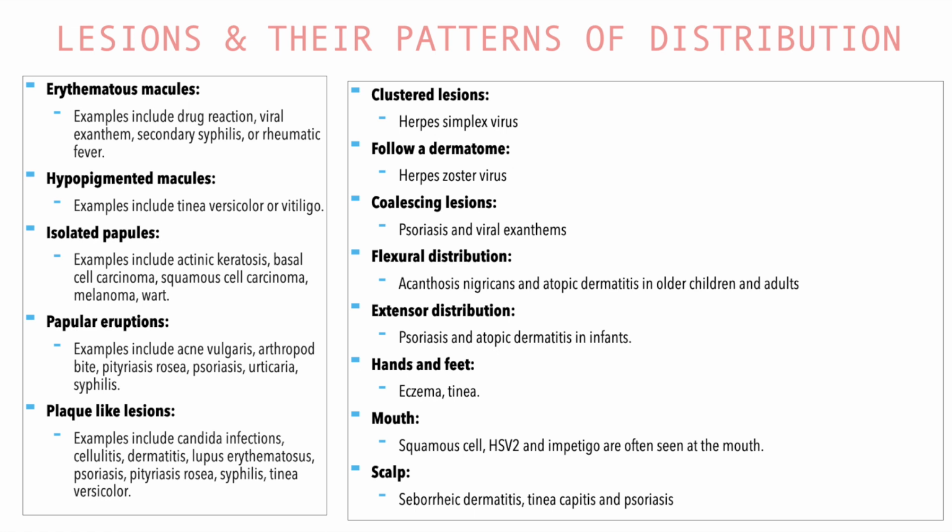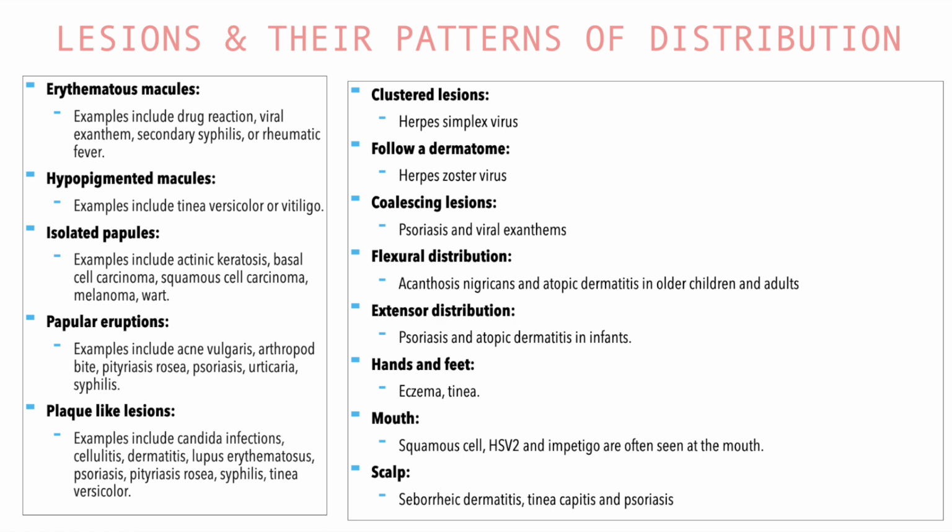The distribution of the lesions also will help you to narrow down your differential even more. So for example, clustered lesions, these are seen in herpes simplex virus, whereas lesions that follow a dermatome are seen with herpes zoster virus. Coalescing lesions, or lesions that grow together, this is seen in psoriasis and also viral exanthems.